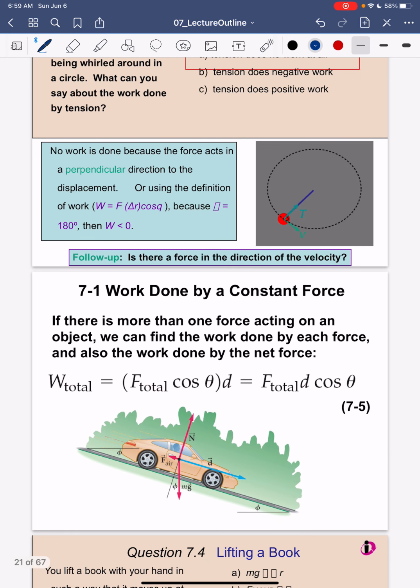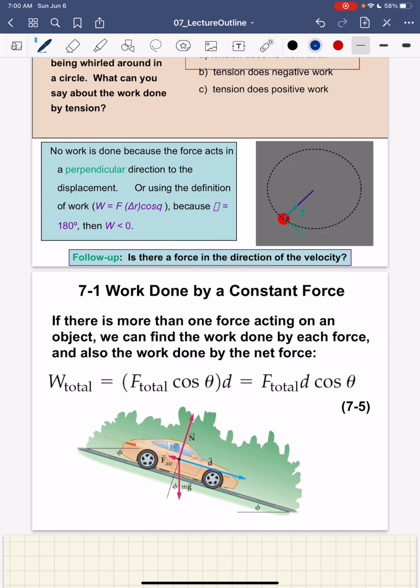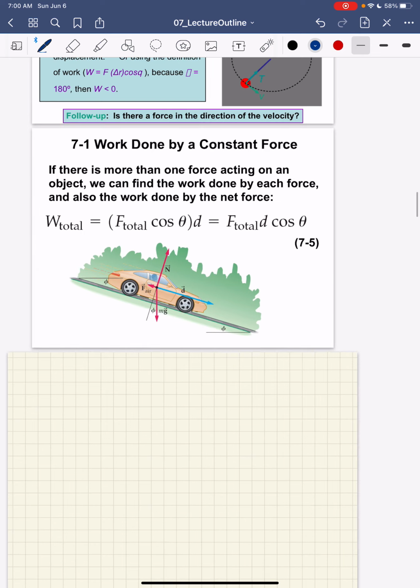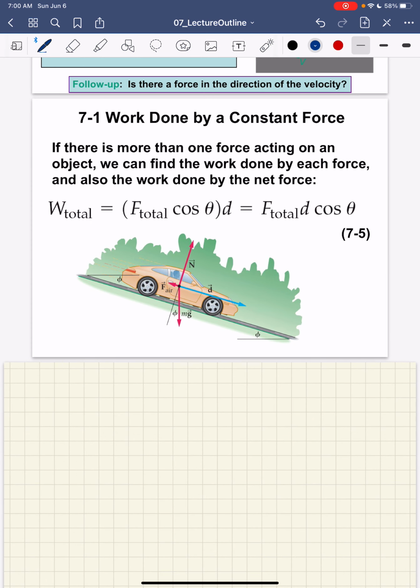Now, what if I have more than one force? When I have more than one force, I need to calculate what is called the total work. Then the total work is going to be the work done by all the forces acting on the object.